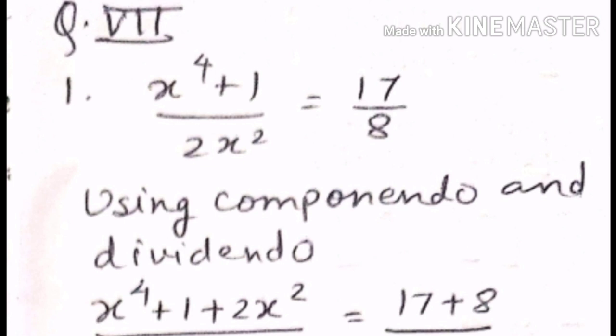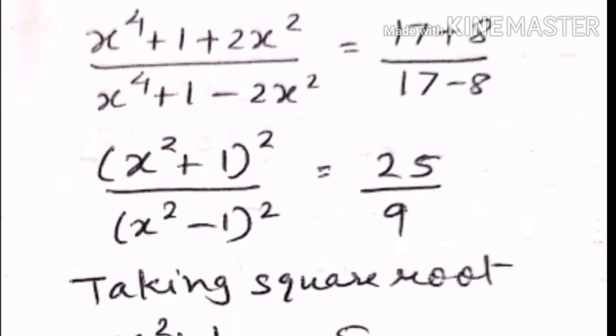Now question number 7 is on ratio and proportion, in which you have to solve for x, meaning you have to find the value of x. So here I will use componendo and dividendo. For that, on the left hand side and the right hand side, both ways we have to apply componendo and dividendo. Componendo means in the numerator addition and in the denominator subtraction. Now you see this is our expression on the left hand side, that is x to the power 4 plus 1 plus 2x square. This is a perfect square trinomial, students, that is (x square plus 1) whole square, and (x square minus 1) whole square in the denominator, and the right hand side is 25 by 9.